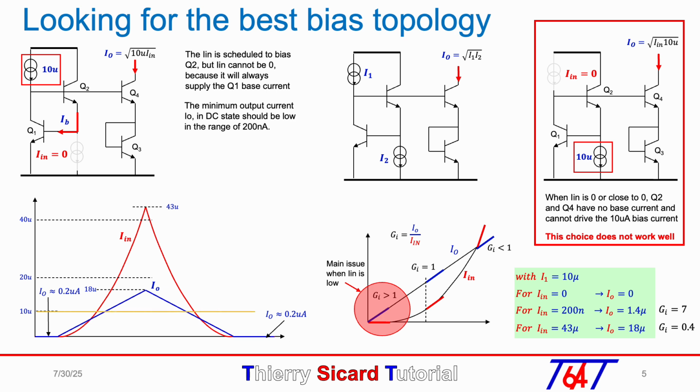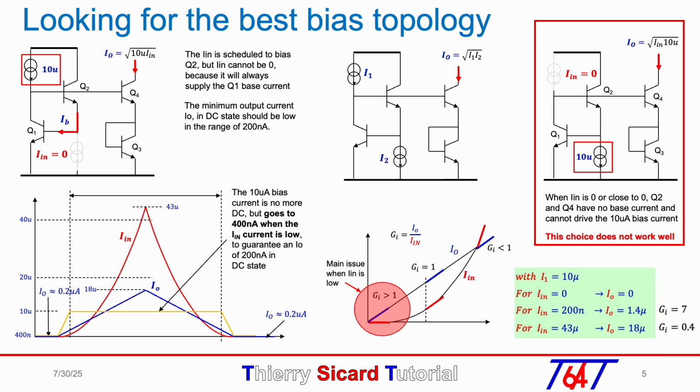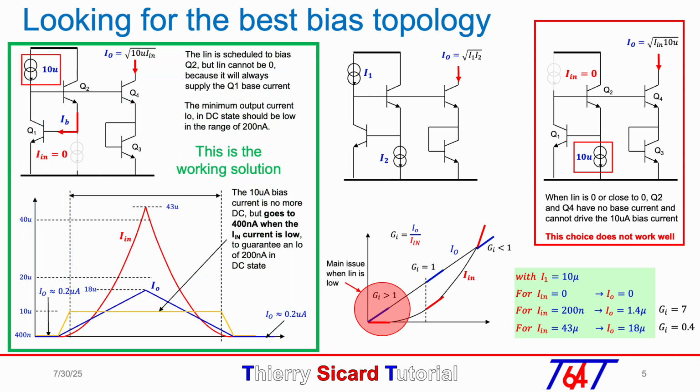To reduce the minimum current in Q2, which is the base current of Q1, the only solution is to reduce the 10 microamp DC current that biases Q1. The solution I found was to maintain the 10 microamp bias when I in was greater than 1 or 2 microamp and to reduce it to 400 nanoamp in DC operation and when I in is lower than 2 microamp.